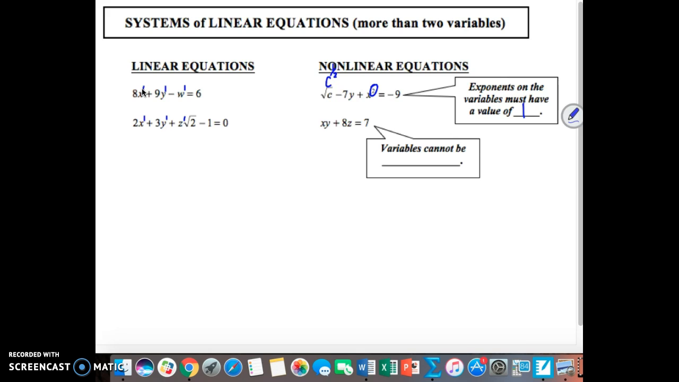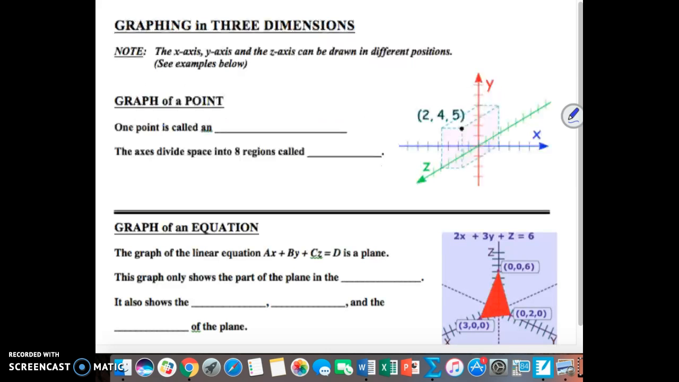Another scenario is if we have 2 variables multiplied. Notice we have an x times y plus 8z equals 7. Since we have x times y, we are unable to solve for this nonlinear equation. So this tells us that variables cannot be multiplied. So we will just be dealing with solving for linear equations, but with more than 2 variables.